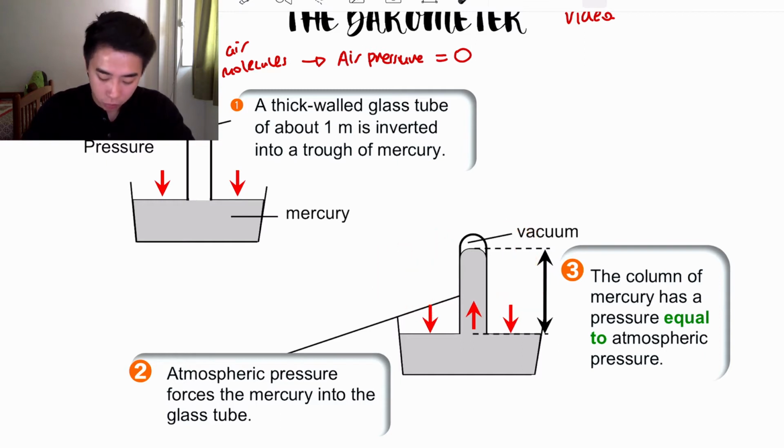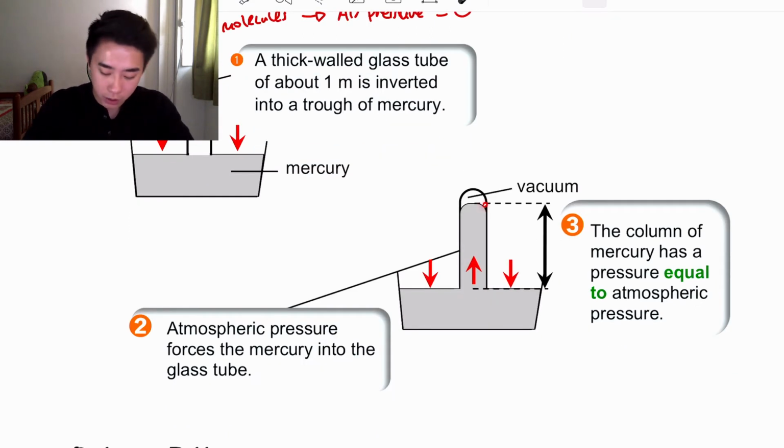and this air in turn pushes on the mercury, and the mercury, which has nowhere else to go, will actually enter the thick wall glass tube. And how high will this mercury column reach up to? Well, up to a point where the pressure over here underneath will be the same as the pressure due to atmospheric pressure at these two sides.